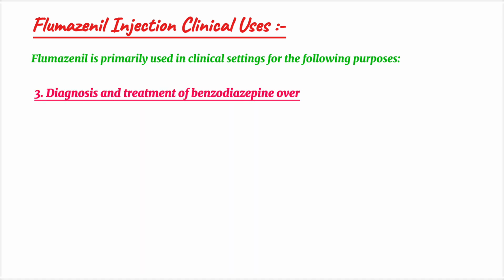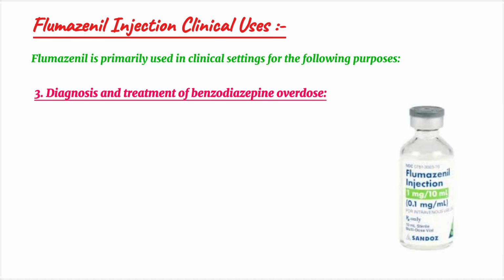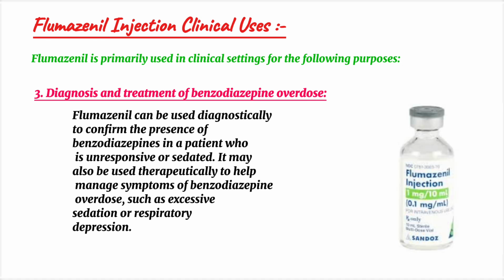3. Diagnosis and treatment of benzodiazepine overdose. Flumazenil can be used diagnostically to confirm the presence of benzodiazepines in a patient who is unresponsive or sedated. It may also be used therapeutically to help manage symptoms of benzodiazepine overdose, such as excessive sedation or respiratory depression.